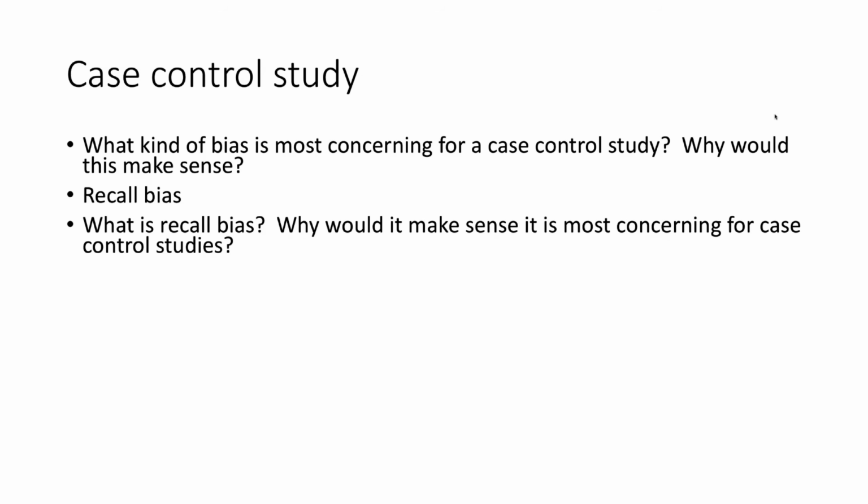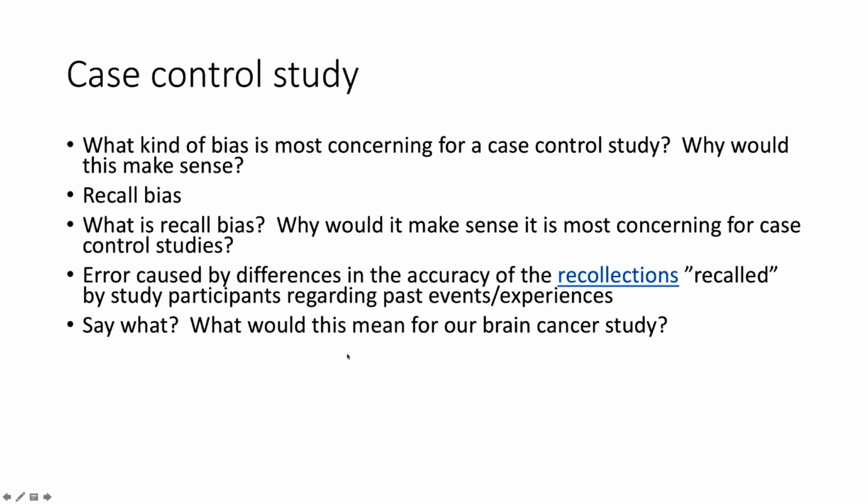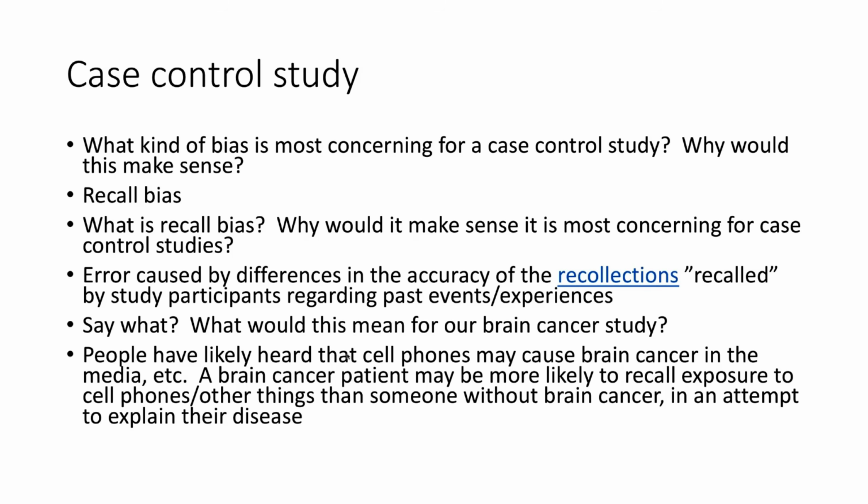So this is a classic thing: recall bias for case control studies. The reason specifically is because, A, the way that it's set up, and B, the fact that it's retrospective, right? It relies on people's recall. So where are you most likely to get recall bias? When people's ability to recall is going to affect your results. Okay. So in our brain cancer study, if you've heard that cell phones may be linked to brain cancer, and you are a brain cancer patient, it's not unreasonable to think that you'd be more likely to recall using cell phones in the past.